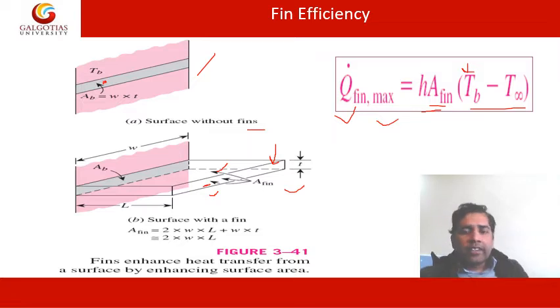But in actual practice, the heat transfer is less than this theoretical value. The reason is that here we are taking the temperature of the body, but in actual practice the temperature across the fin goes on decreasing. Likewise, the heat transfer rate also goes on decreasing. So this is the maximum theoretically possible heat transfer that can happen when we apply a fin.